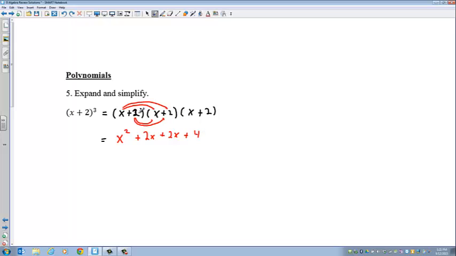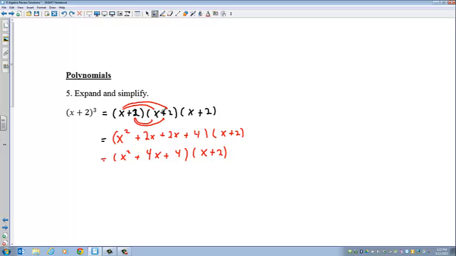So basically, you're just distributing the 2 through now. And then this is still all times x plus 2. We'll save that one for the next step. And so we'll simplify by simply bringing together like terms. So 2x plus 2x is 4x plus 4. And then you have times x plus 2.